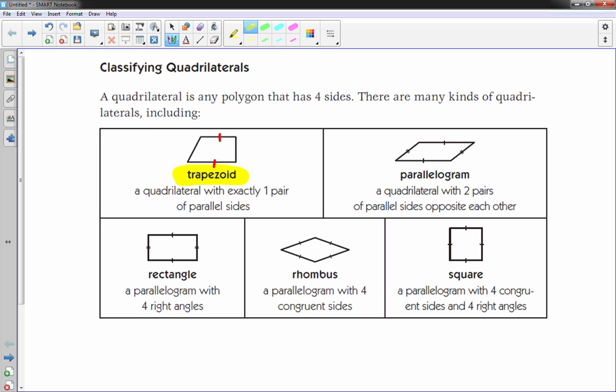Next thing is called a parallelogram. A parallelogram is a quadrilateral with two pairs of parallel sides opposite of each other. So what they've done here is they put these little dashes here to symbolize that those two lines of the parallelogram are parallel, and that would be considered one pair. And then the other pair are the opposite sides here, and they represent that with two dashes, trying to give you a signal that those two sides are parallel and they're opposite of each other.